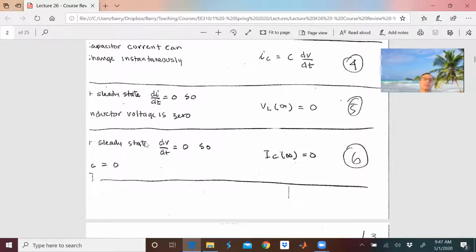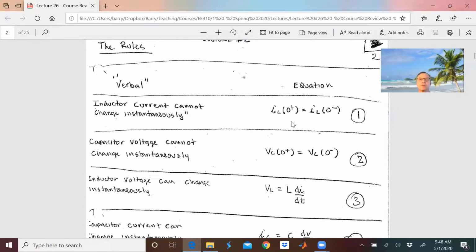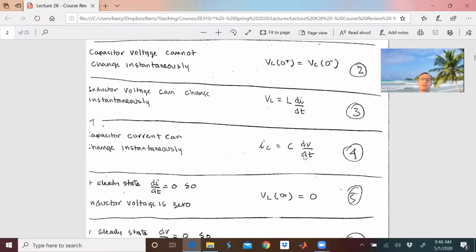Now for the capacitor at steady state, we're going to say that dV/dt equals 0. So the current in the capacitor is equal to 0. I equals C dV/dt for a capacitor. And since we're at steady state, d anything/dt is 0, so of course I is going to be 0.